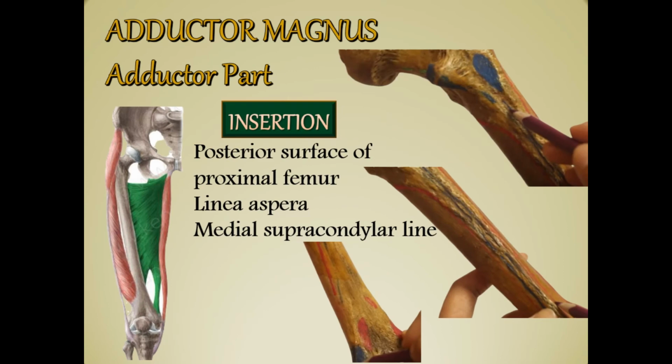Insertion of the adductor part of the adductor magnus. It has three points of insertion. The posterior surface of the proximal femur, you can see in the picture above, and then the linea aspera, in the picture below, all along its length, and then the medial supracondylar line. This is the lateral supracondylar line, and this is the medial supracondylar line. These are the three points of insertion where the adductor part of the adductor magnus muscle inserts.